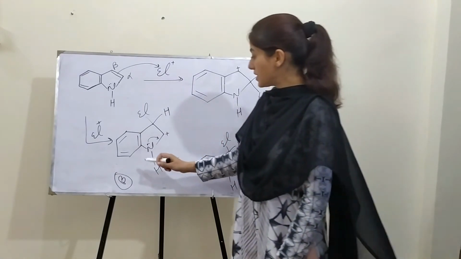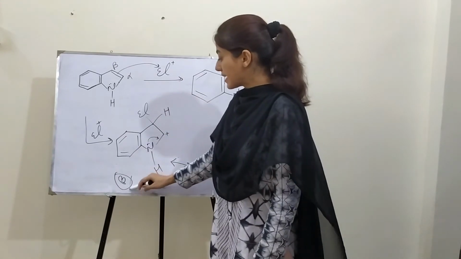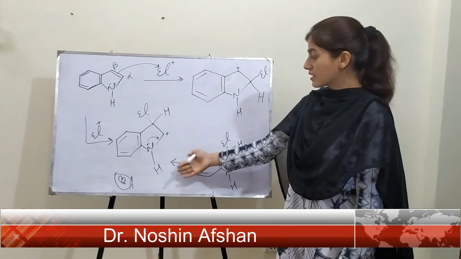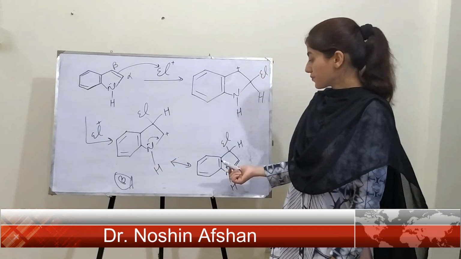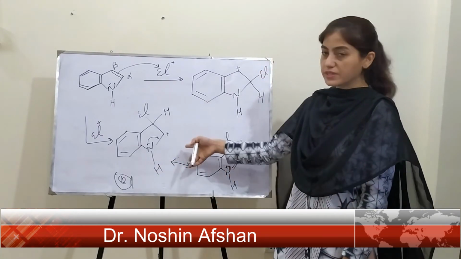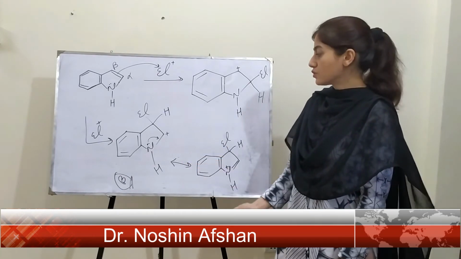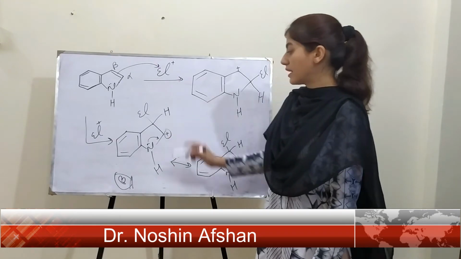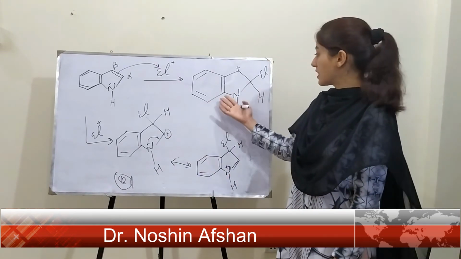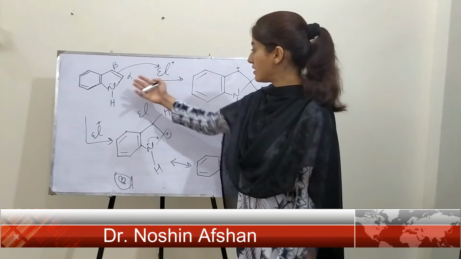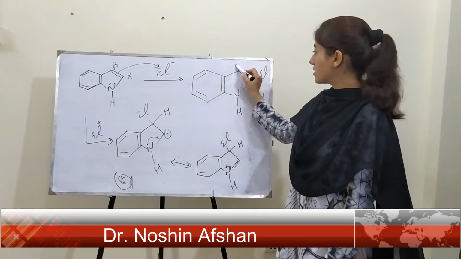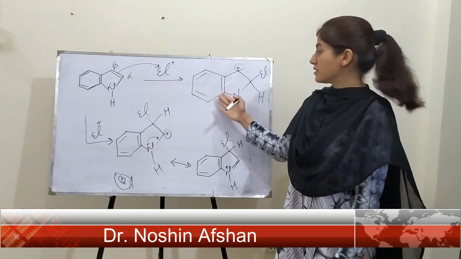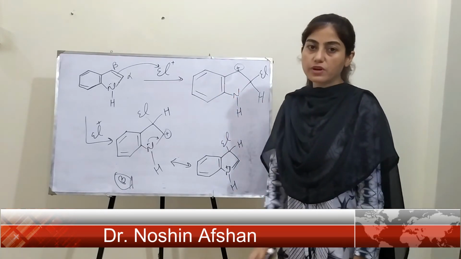In this case, we may say that the beta attack is highly preferred over the alpha attack, because in the case of beta attack, there are two resonating contributing structures. So the positive charge is delocalized. But in the case of electrophilic attack at alpha position, the positive charge is localized, or if it becomes delocalized, then the aromaticity of the indole is being destroyed.